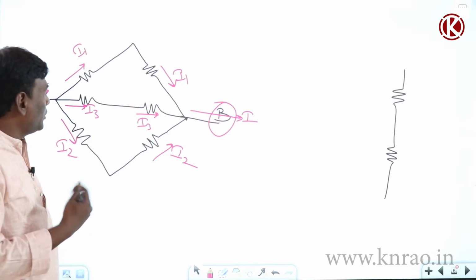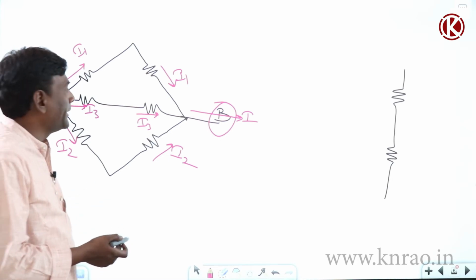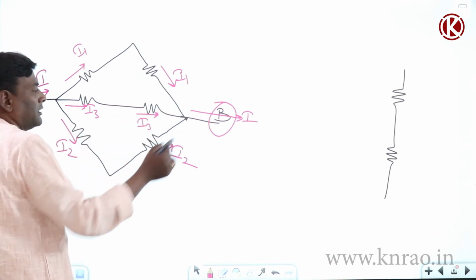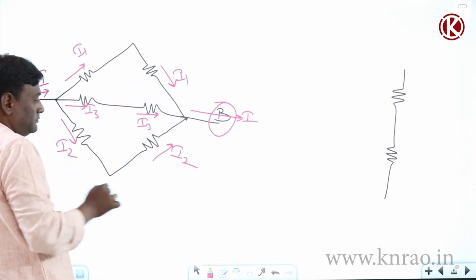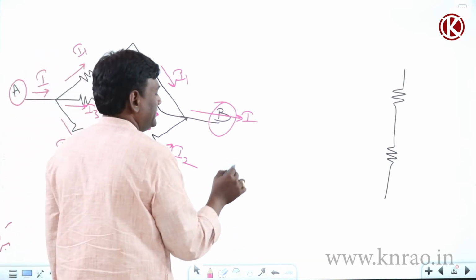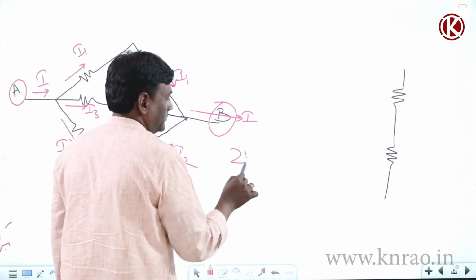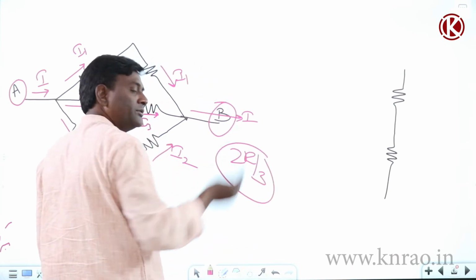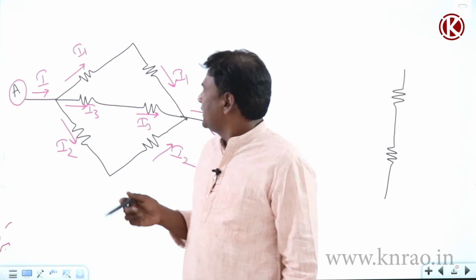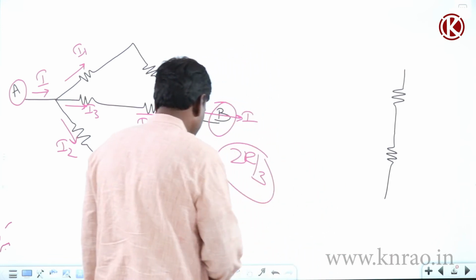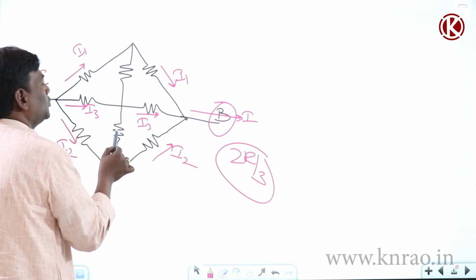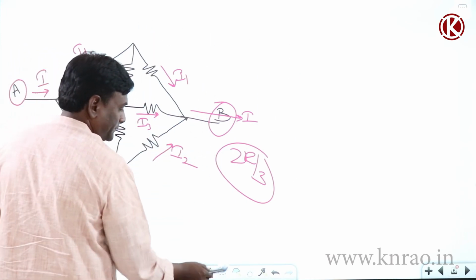Now if you go ahead, it is simple: R, R, 2R. So 2R by 3 will be the answer. Of course, as homework you can go ahead with voltage symmetry also. How to do voltage symmetry, I'll tell you now.